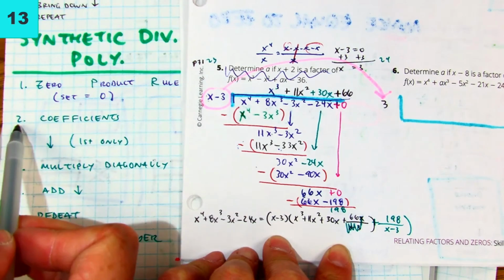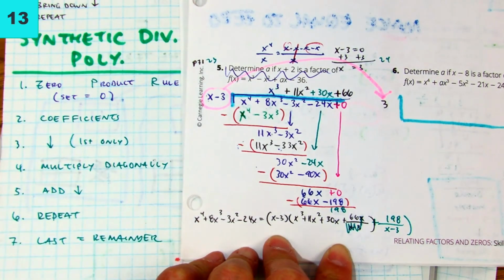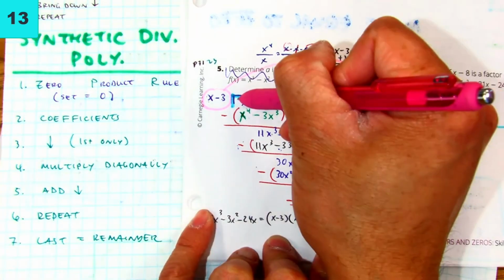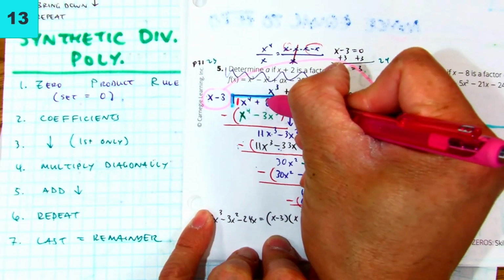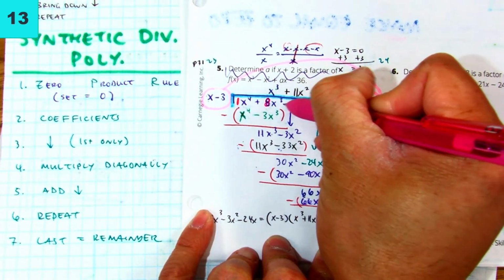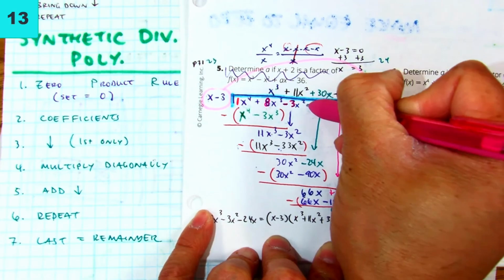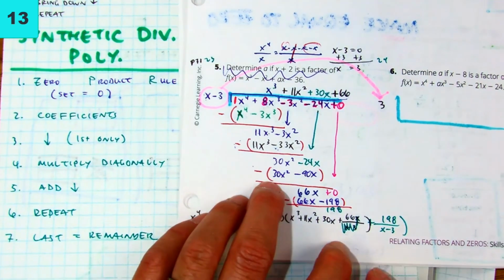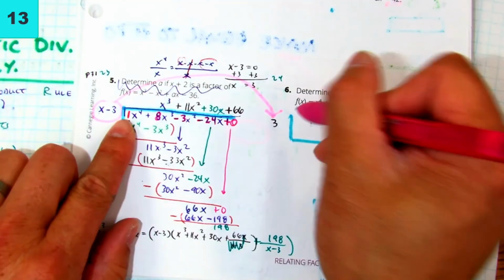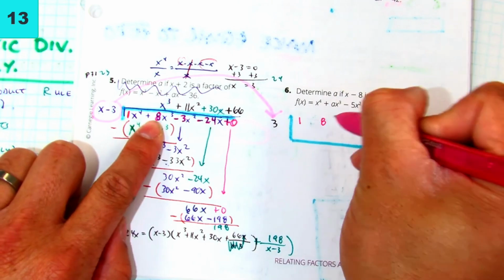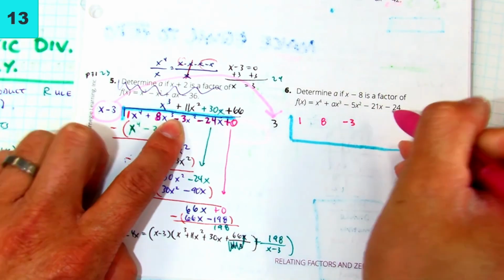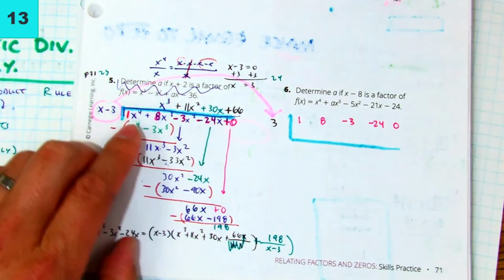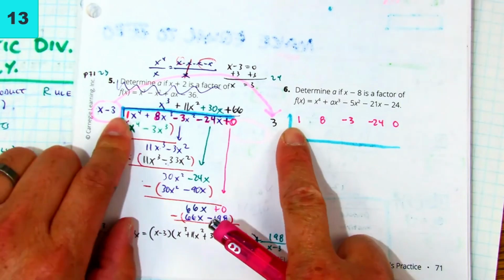The next thing is I'm going to do the coefficients. Everyone say coefficients? Coefficients. Alright, let's see if I can use this in my red pen. 1, 8, -3, -24, and 0. Look what I do on this side now. It's over 1, 8, -3, -24, and 0. So I get these numbers in synthetic division by looking at the coefficients.